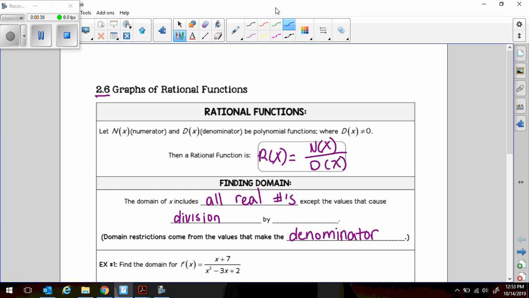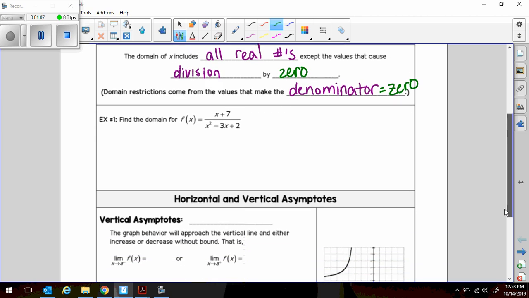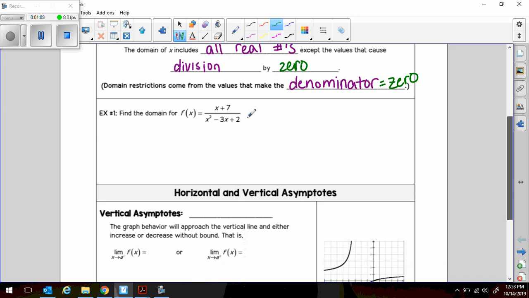Okay, the domain is always going to be all real numbers except the values that cause us to divide by 0. The domain restriction comes from the values that make the denominator equal to 0. So we're going to find the domain for f of x. It's going to be all real numbers except when the denominator equals 0.